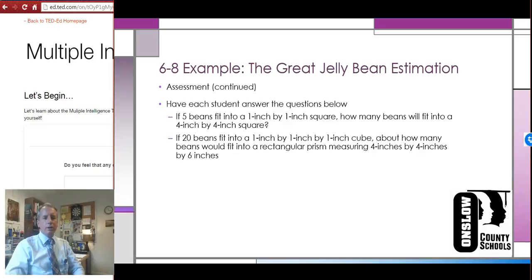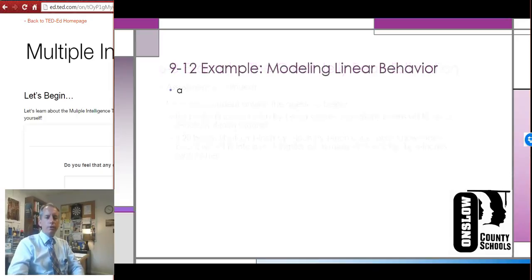When we get to this level, we're probably interested in how much kids have learned specifically to the standard. And so we might ask them some real direct questions like, if 5 jelly beans fit into a 1 inch by 1 inch square, how many are going to fit into a 4 inch by 4 inch square? And we can kind of tell by their responses what my next part of the instruction is going to be. And then a similar kind of follow-up question there too.